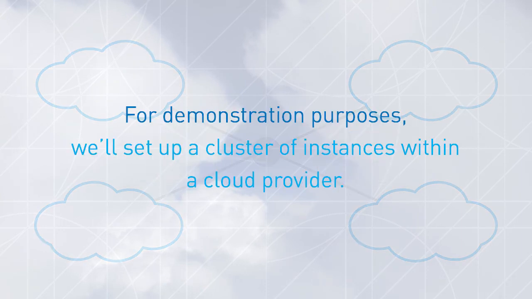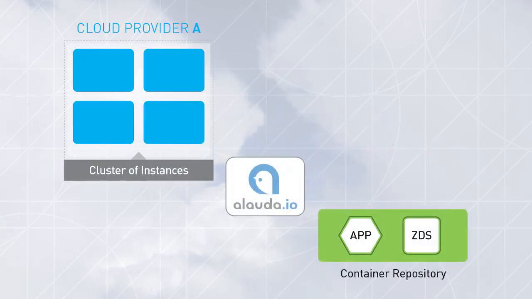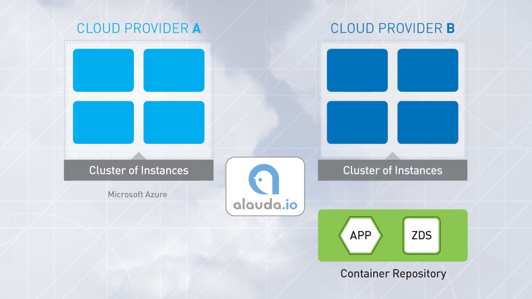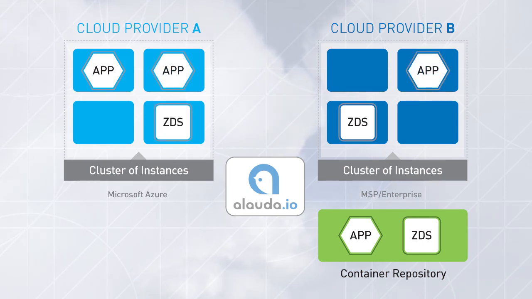For demonstration purposes, we'll set up a cluster of instances within a cloud provider. Cloud provider A can be a Microsoft Azure cloud provider, and provider B can either be an MSP running Azure Stack or an enterprise running an Azure Stack. Alauda allows us to deploy our containers stored in its repository and orchestrate deploy across various cloud provider instances. In this example, we can deploy ZeroDown software into Azure, as well as the Azure Stack in an MSP or even a private data center.